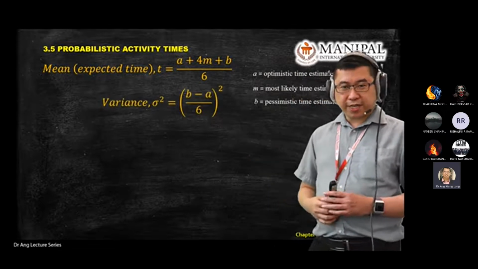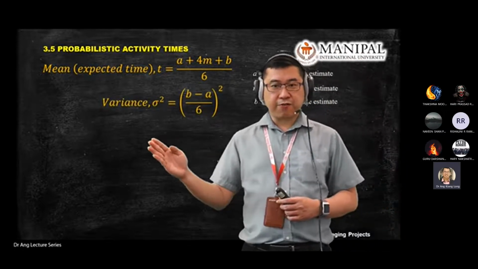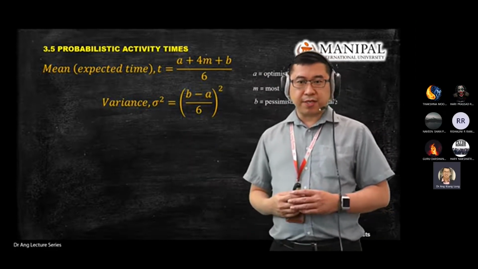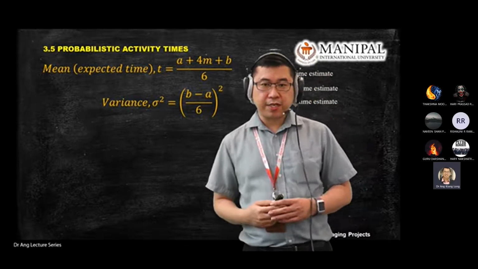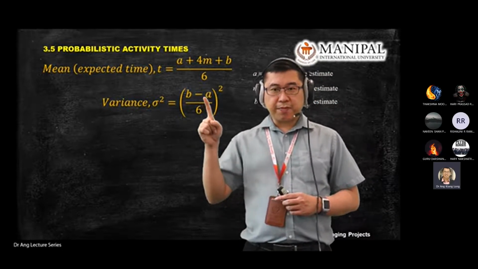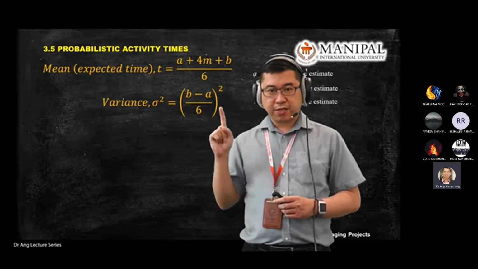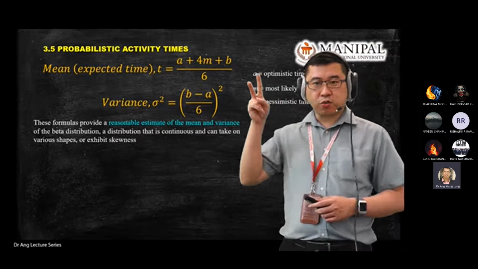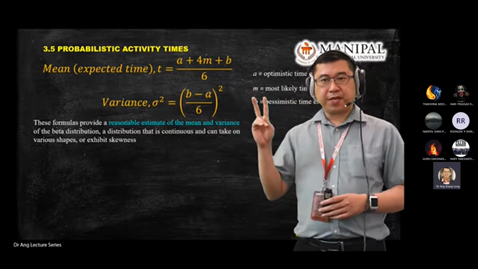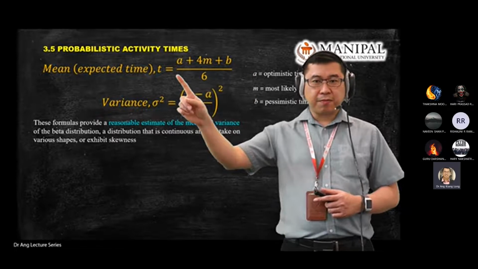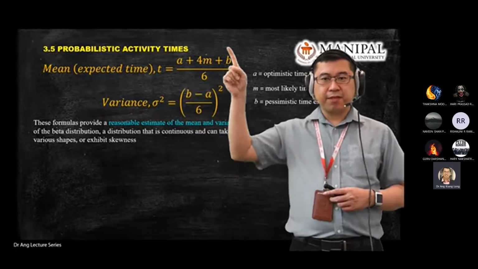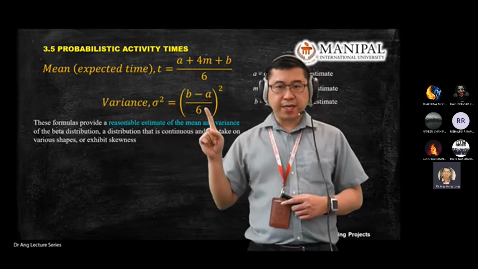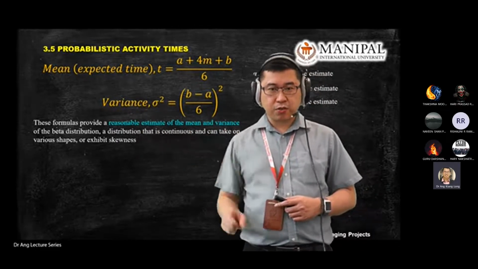The second equation for today is called variance. You're familiar with the equation here: B minus A, divided by 6, squared. So these are the 2 equations that we use under PRT. For mean time or expected time, you use this equation. Variance is B minus A divided by 6, squared.